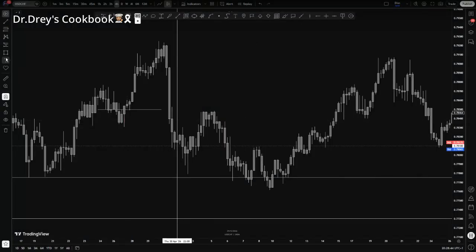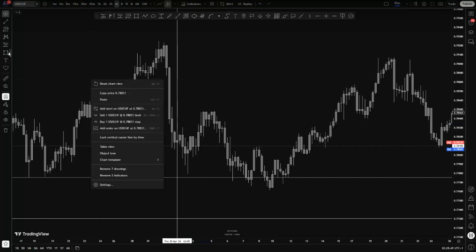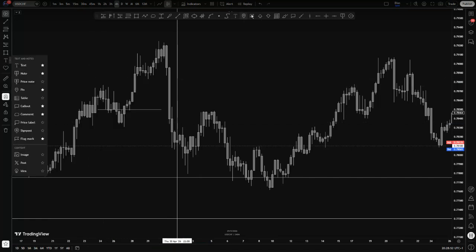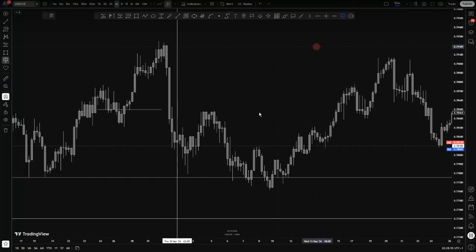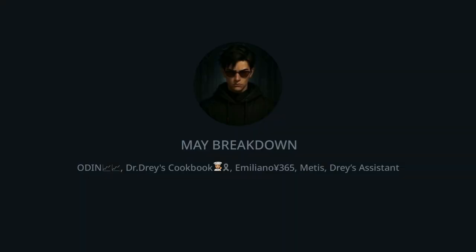So now we have something wrong. Okay, hold on. Let me get something different. So we have monthly bearish. Okay, we have monthly to be bearish. We have weekly to be bearish, and we have daily to be bearish.